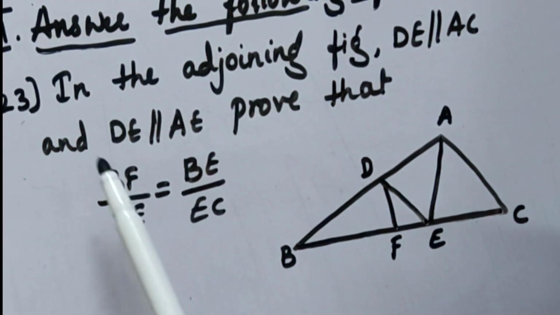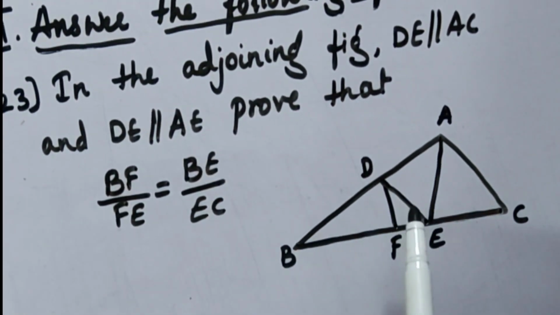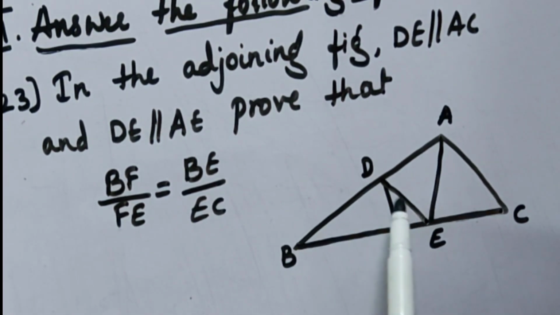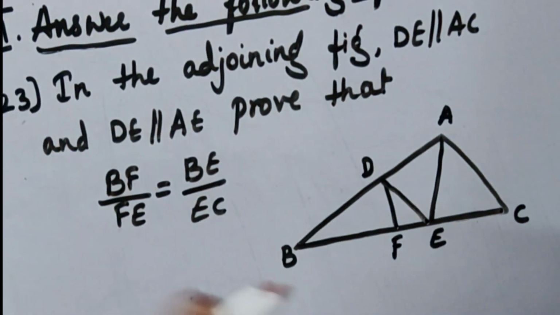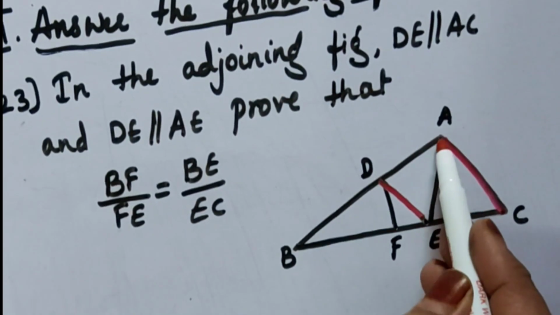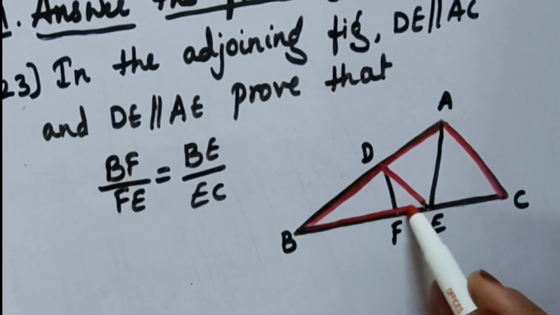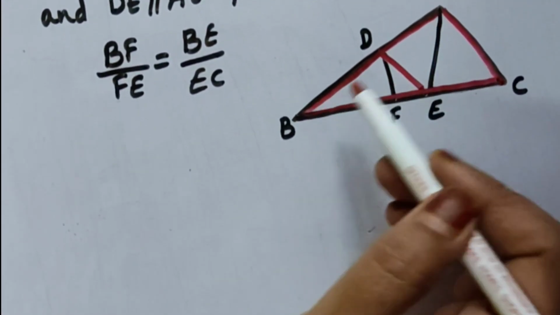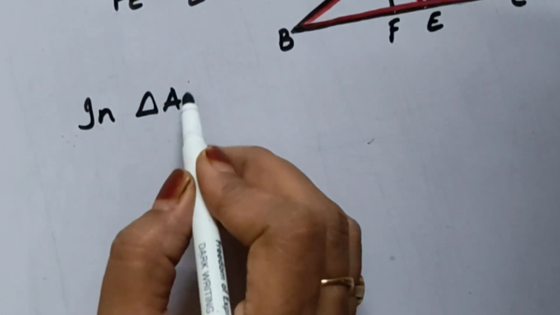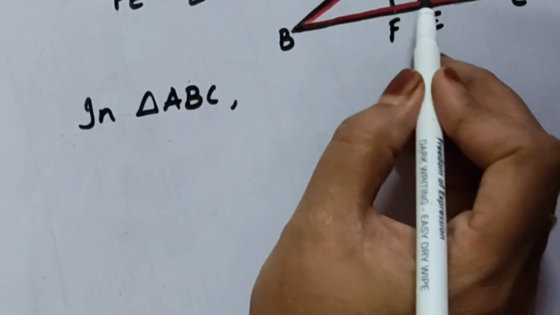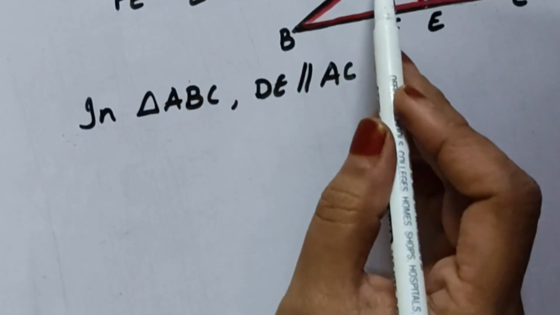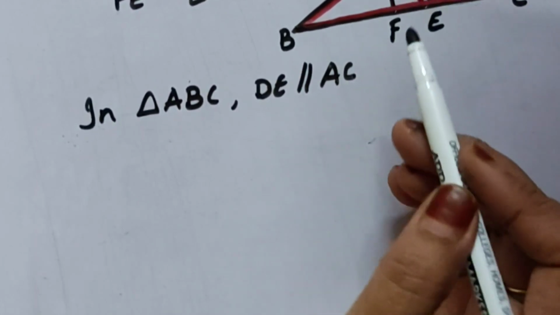Welcome back students. Now let us check the next question here. This is our given figure where we say that DE is parallel to AC. See, DE is parallel to AC. So we get a triangle, which is this triangle ABC. In triangle ABC, okay, we say that DE is parallel to AC. We'll apply Thales theorem to this triangle.